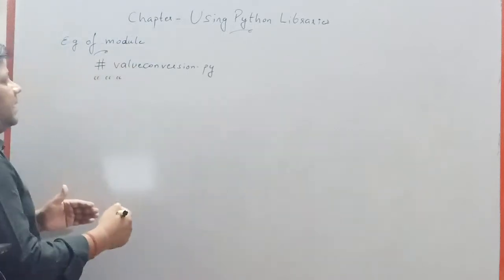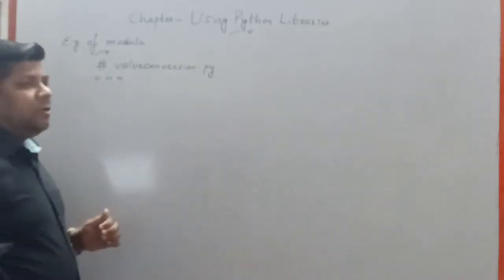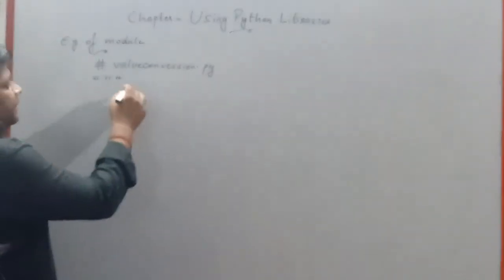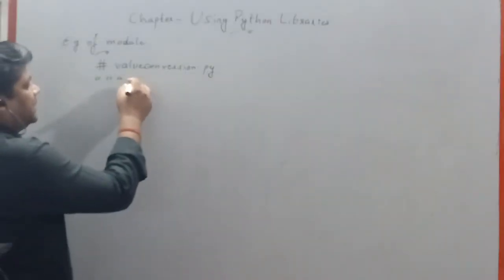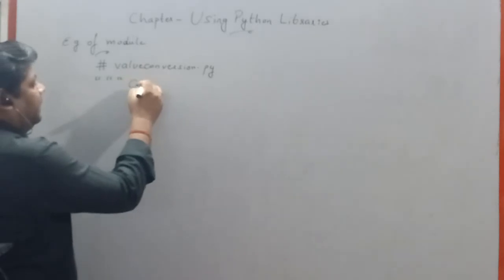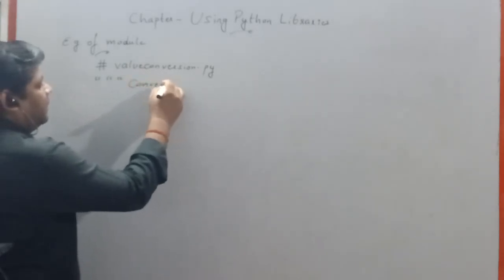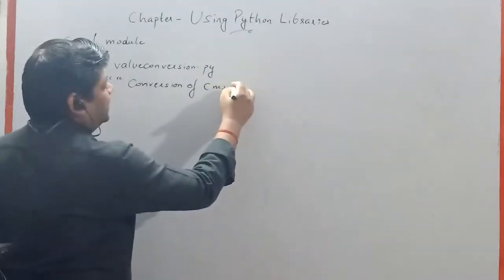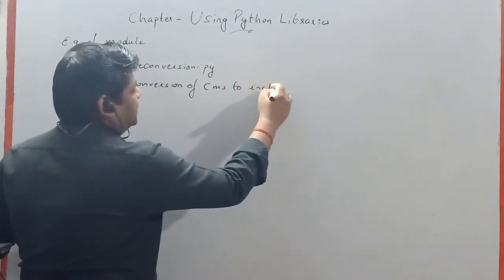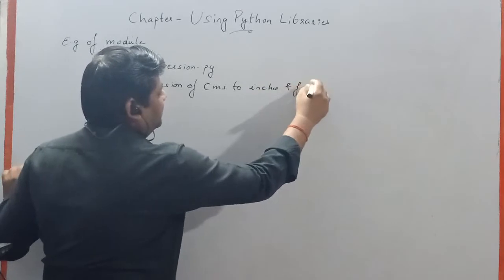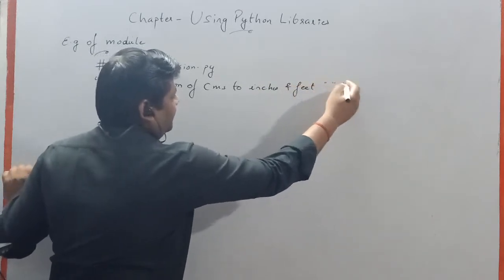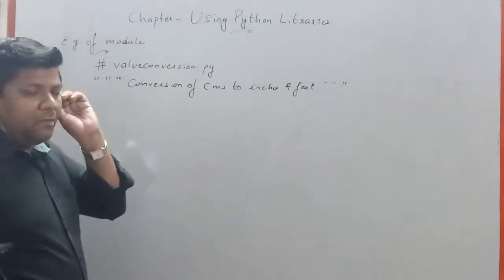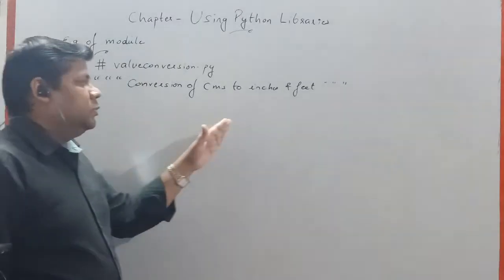So basically, in the starting itself, the doc string should be present in your module. You can write any statement. For example, I am writing here: conversion of centimeters to inches and feet. Our module will convert centimeters into inches and feet.